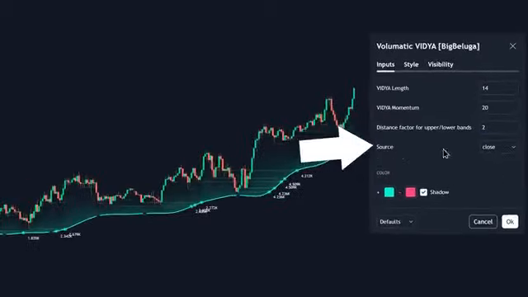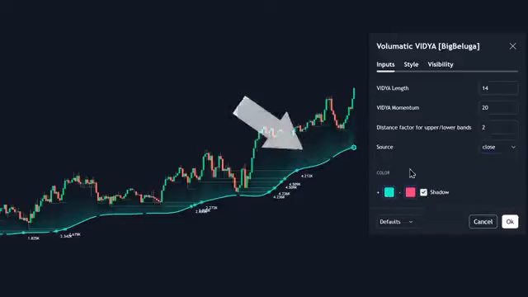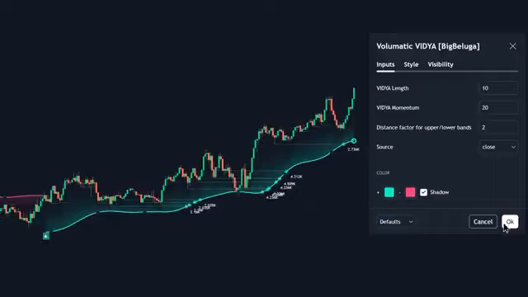And then here you can choose the data source. You can customize the shadow colors or even disable the shadow itself. The shadow is actually this trend cloud right here. Personally, I'm not going to change anything, but if you've made your changes, click OK.